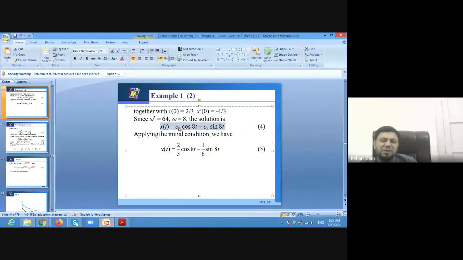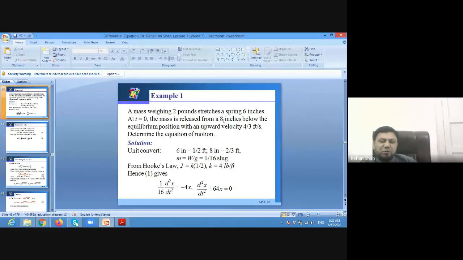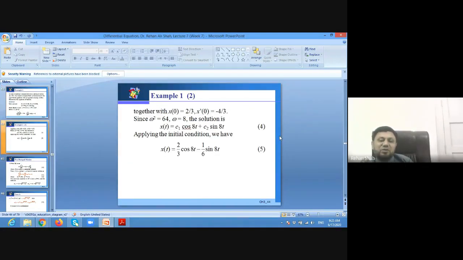Now how do we find c1 and c2? Look a little in the question, how to find this c1 and c2. At t is equal to 0, this is the initial condition now. The mass is released from 8 inches. Remember this point. So at t is equal to 0, what is your x? Because this differential equation is dependent on x. So what is x when t is equal to 0? When t is equal to 0, x is 8.